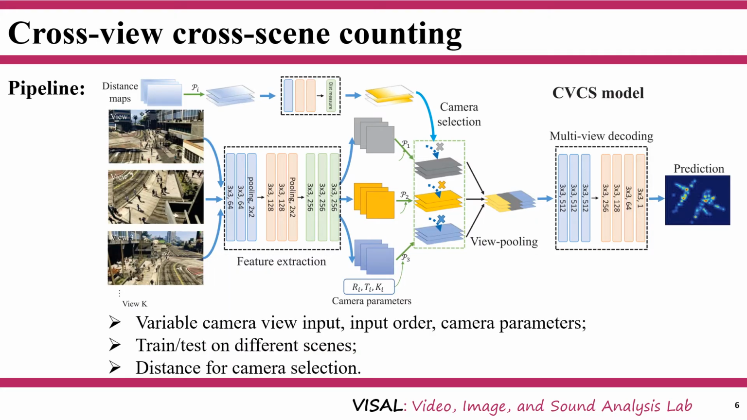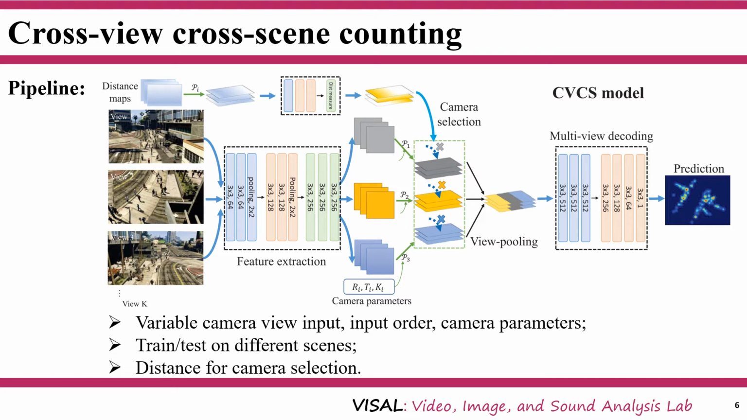How is the pipeline for the proposed cross-field cross-scene counting model? First, we randomly select the key camera fields from each scene and feed them into the feature extraction net to get the camera field features, and then they are projected to the average height plane for further fusion. A field pooling layer is used to fuse the projected features, and finally the multi-field decoder will predict the scene level density map. Compared to the previous model, the proposed CVCS model can handle variable camera view input, variable input order, and variable camera parameters.